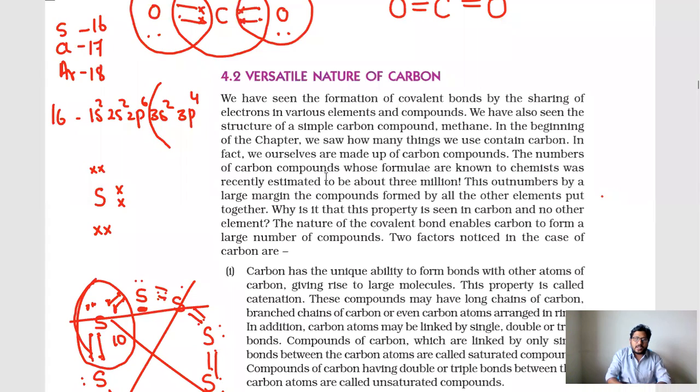So we have observed in the atmosphere 0.03%, on earth it was 0.02%. We have seen everything. In fact, we ourselves are made of carbon. That's what we have discussed. We are inhaling oxygen, we are exhaling carbon dioxide. We are made up of carbon.